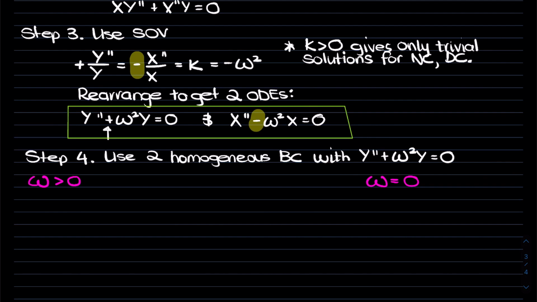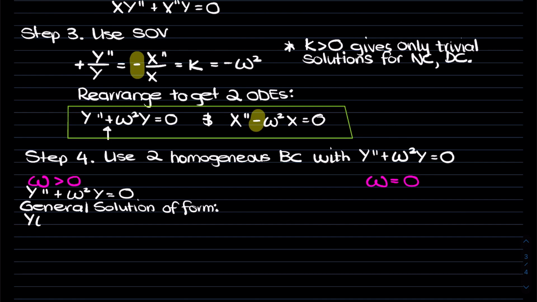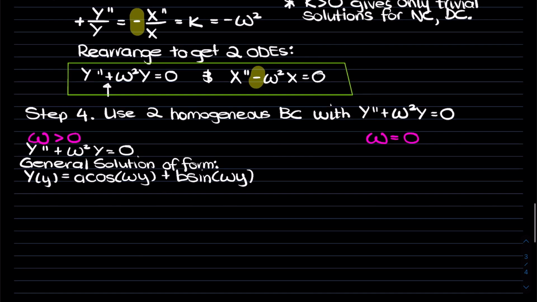So if we take the lambda greater than 0 case, we have the ODE Y double prime plus lambda squared Y equals 0. Now the general solution takes the form big Y of little y equals a cosine lambda y plus b sine lambda y. So that's just solving an ODE.